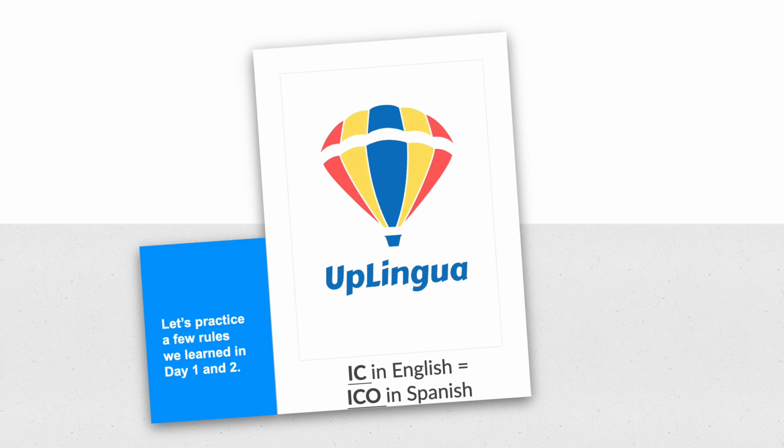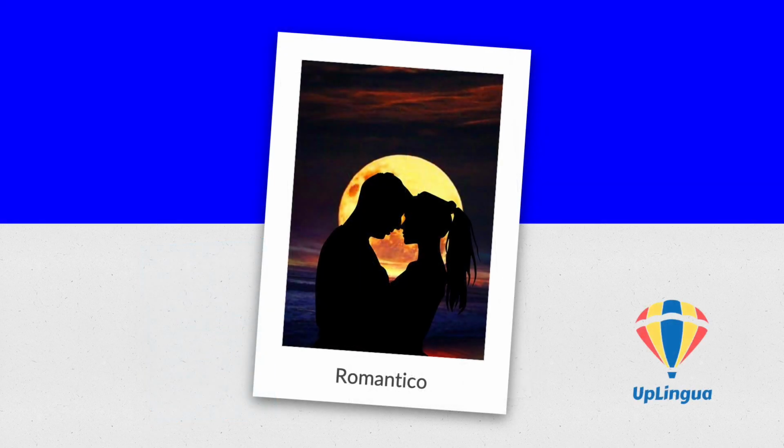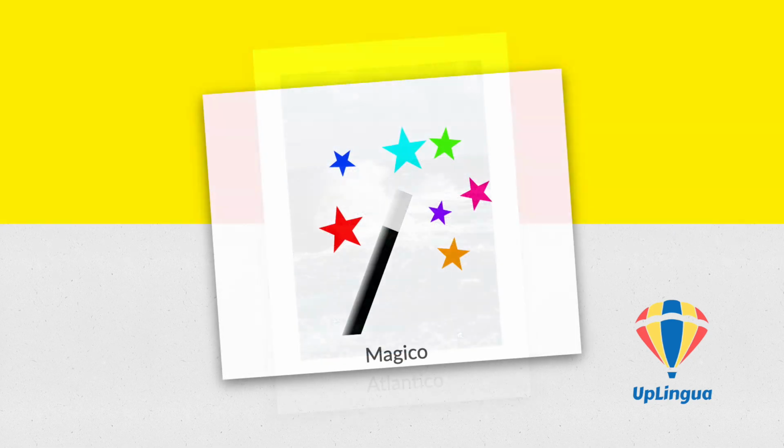Words ending in IC in English become words ending in ICO in Spanish. IC translates to ICO. Romantic becomes romántico. Atlantic becomes Atlántico. Magic becomes mágico.